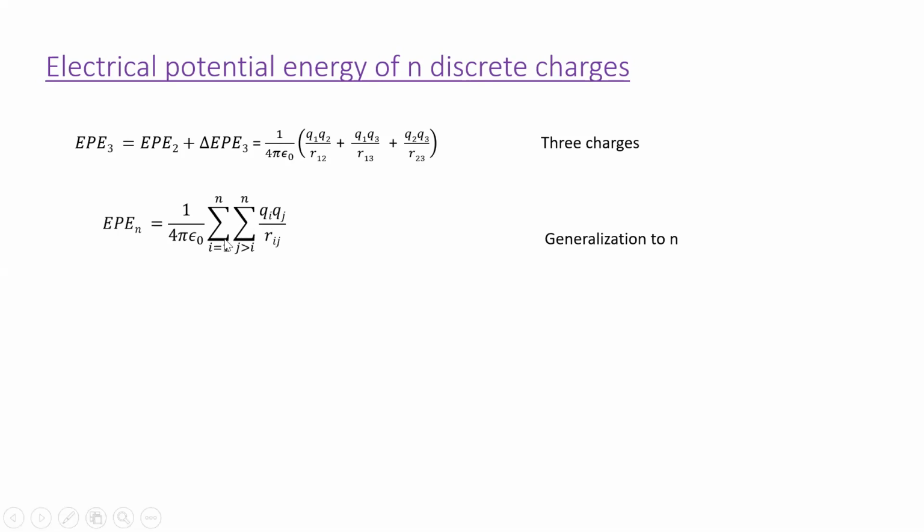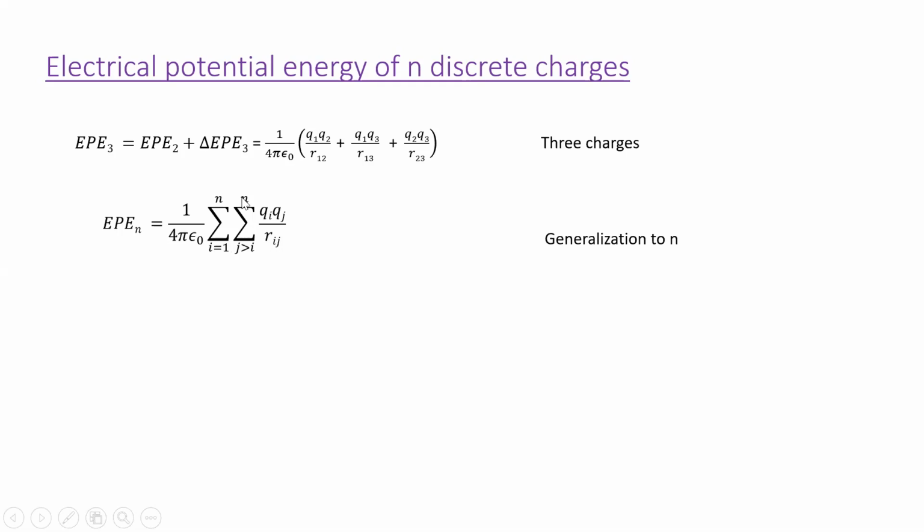And the way these sums work is the first sum goes from 1 up to the number of charges, and the second sum goes from the integer above the first sum up to n.